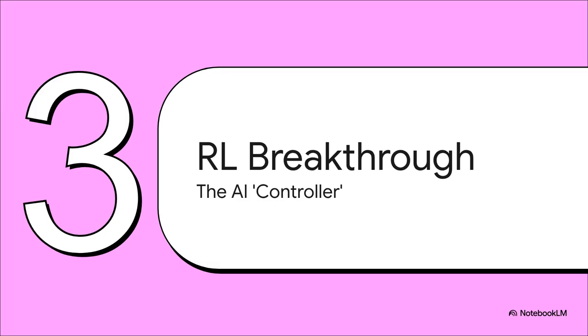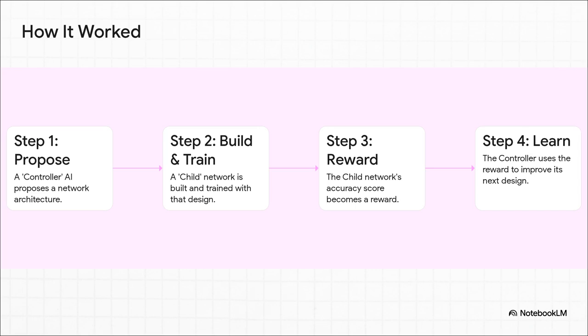Their big idea was to use something called reinforcement learning. Basically, they built one AI, which they called a controller, and its entire purpose in life was to learn how to design other AIs. And the way it works is this really cool feedback loop. First, the controller AI suggests a design. Think of it like a blueprint. Then a child network gets built based on that blueprint. They test it out, see how well it does, and that score gets sent back to the controller as a reward. It's kind of like training a puppy, right? You give it a treat for doing a good job.